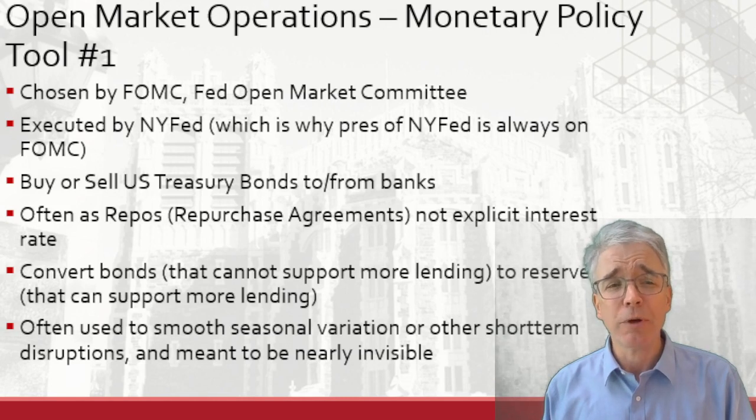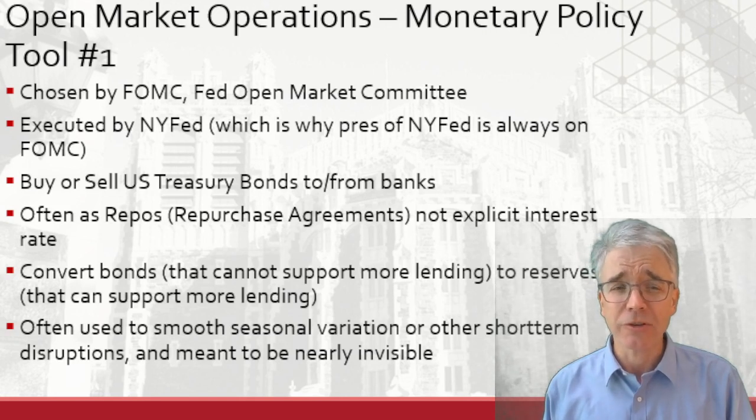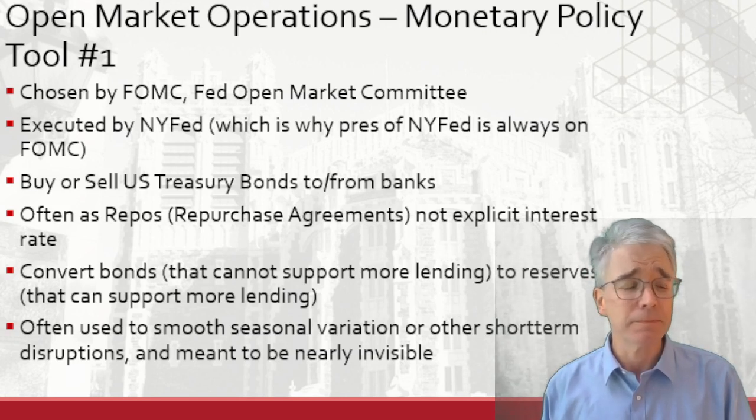The ultimate point of open market operations is converting bonds, which cannot support more lending, into reserves, bank reserves which can support more lending. We talked about the money multiplier, that bank reserves can be multiplied in a way that plain old bonds just cannot be. Often these open market operations are just used to smooth seasonal variation and short-term disruptions. They're meant to be almost invisible. But other times they represent policy changes and are highly visible.